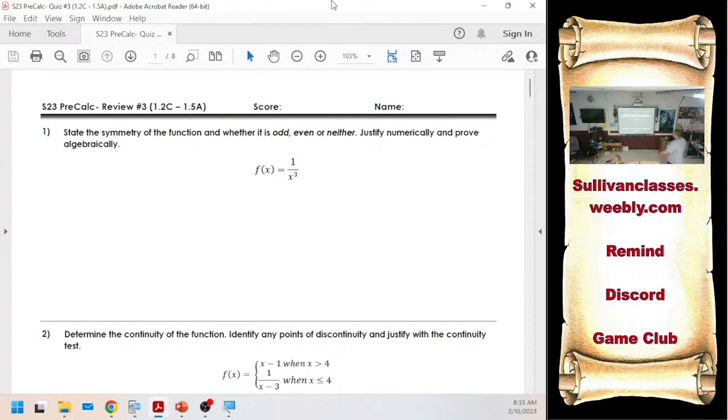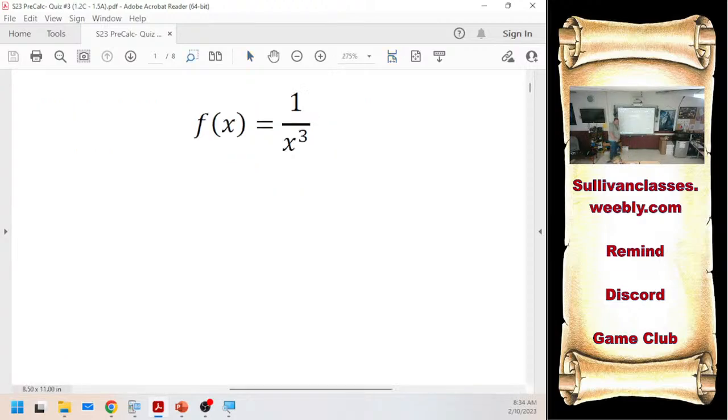Review. We left off at the end of 1-2, which was symmetry and odd-even functions. I think we had gotten to it before our last test, but barely, and I didn't want to put it on the last test. So here it is. Symmetry of the function, whether it's odd, even, or neither, justify numerically and prove algebraically. Step 1. If you don't know what that graph looks like, so you know what type of symmetry you're supposed to be looking at, you best dump it in your calculator and see what it looks like.